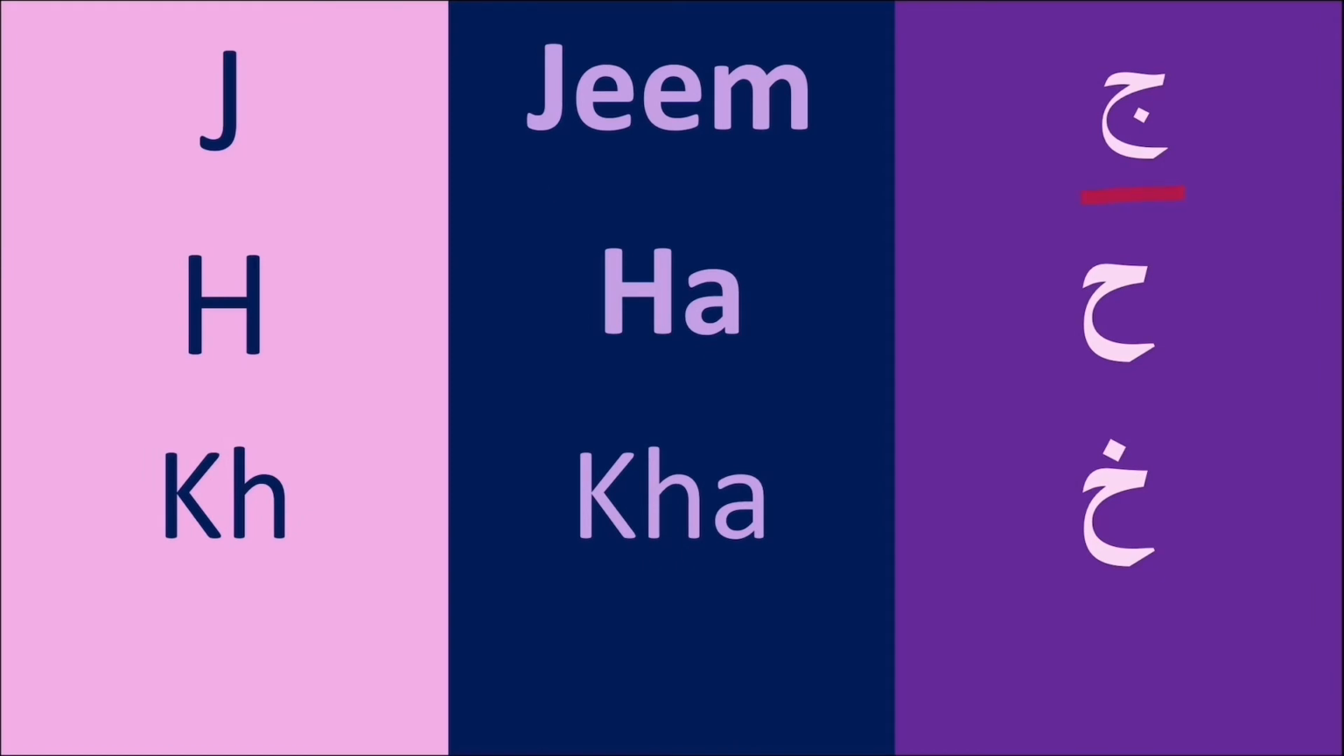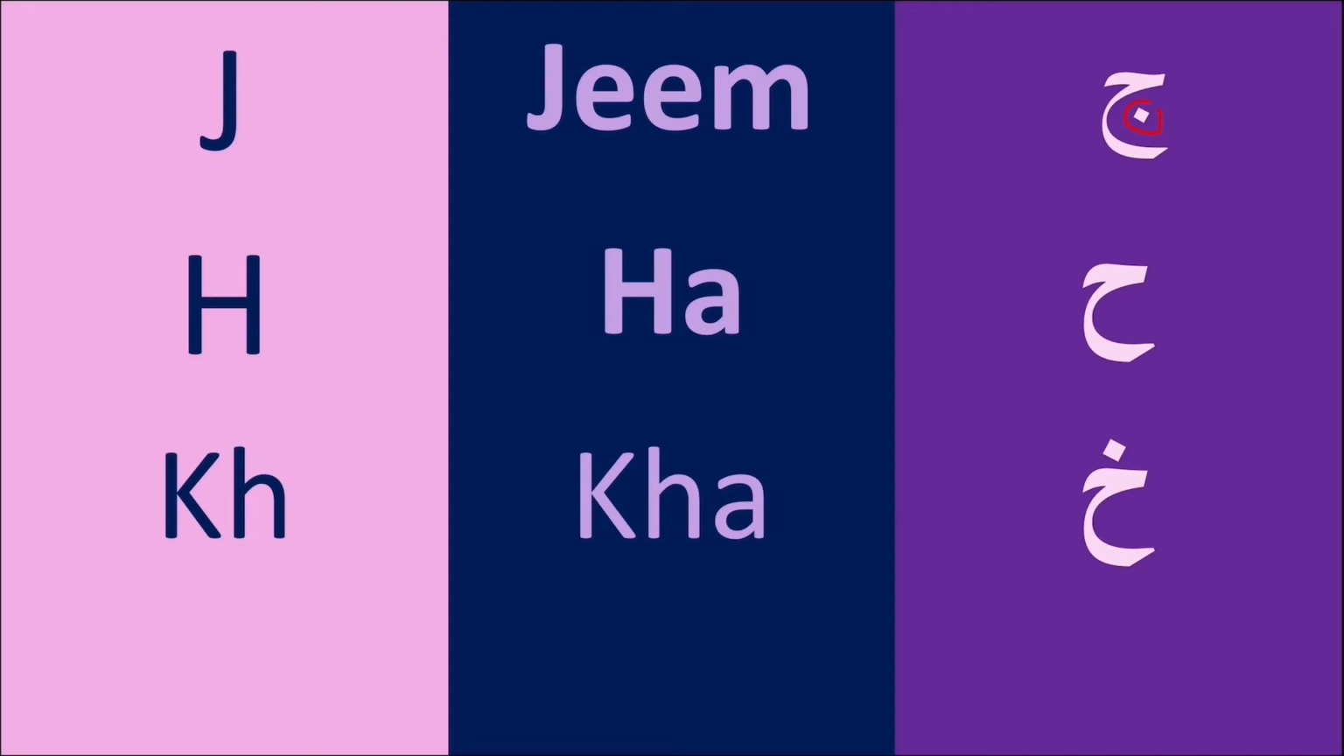Next letter is Jeem. How to read it? Jeem. It sounds like J in English. Okay. Next is Ha. It sounds like H in English, but it gives more emphasis on the throat. The sound comes from the throat. Ha. Next is Kha. Kha. It sounds like KH in English. Kha.